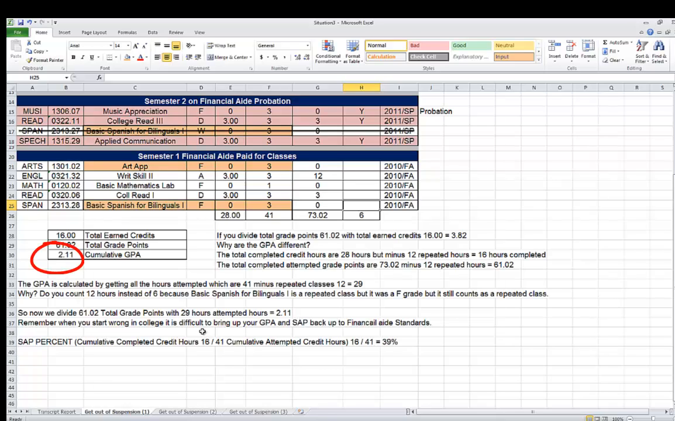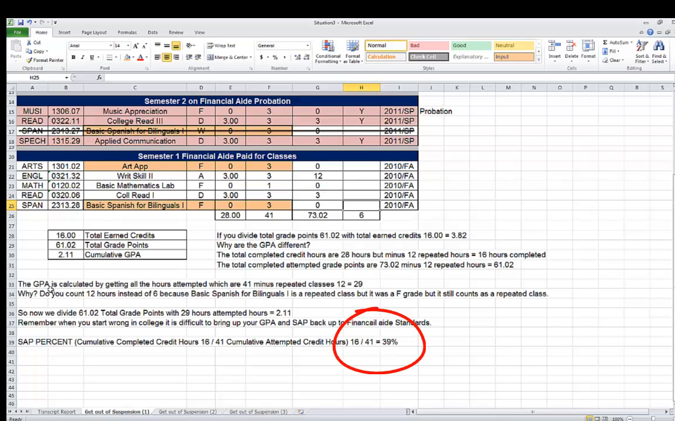Remember, once you start falling behind in college, it is difficult to bring your GPA and SAP back to financial aid standards. Now, the SAP percent is much easier. Cumulative completed credit hours were 16. Attempted hours were 41, the cumulative attempted credit hours. So 16 divided by 41 equals 39%.